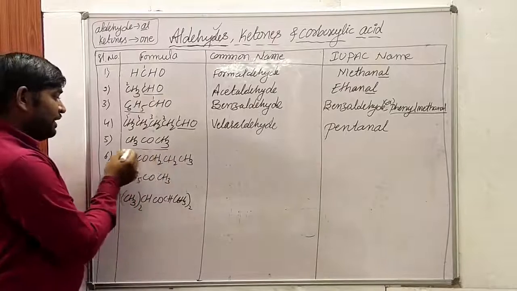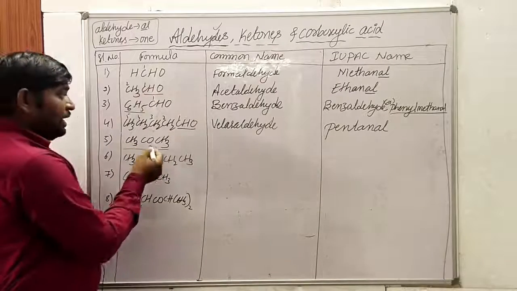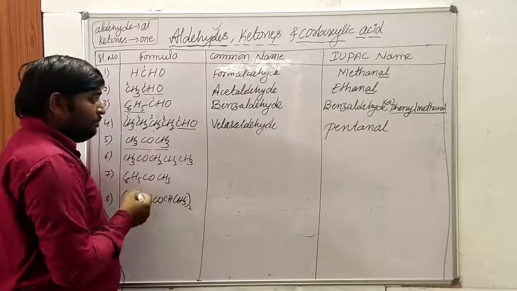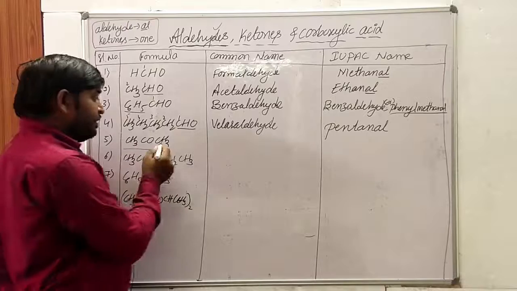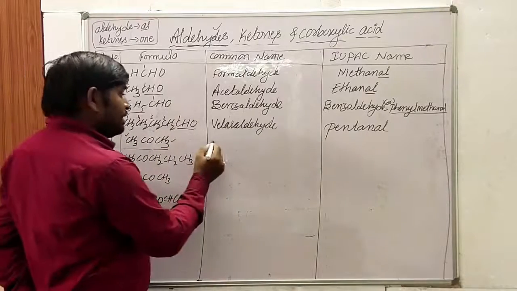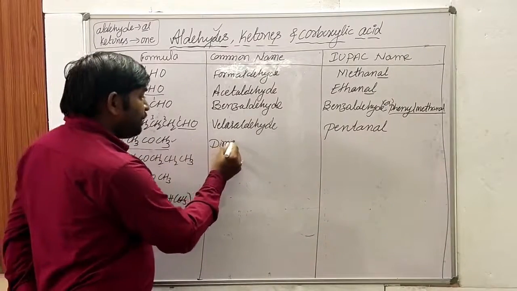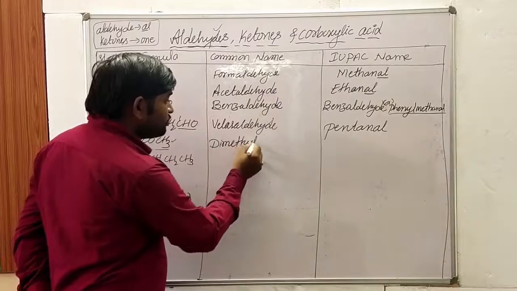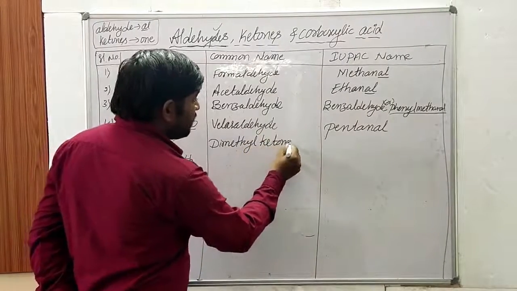Next is a ketone, CH3COCH3. What is the common name? For ketones, while writing the common name, we have to consider the alkyl groups. The alkyl ketone is the common name. The alkyl group here is methyl, and on the other side also methyl. We can use the prefix di because both are the same groups. Dimethyl ketone is the common name of this compound.